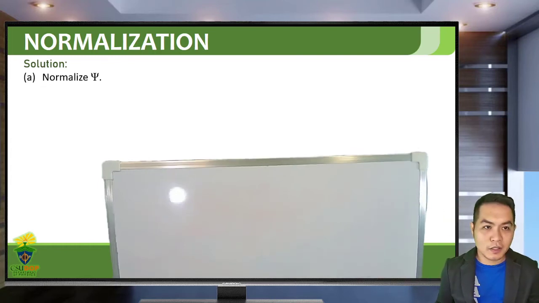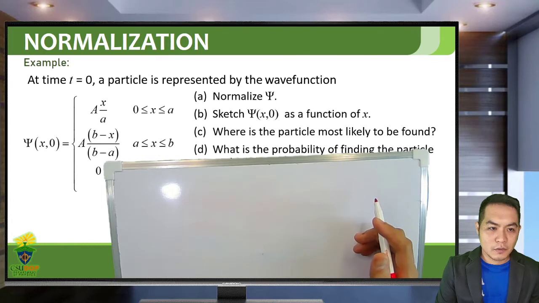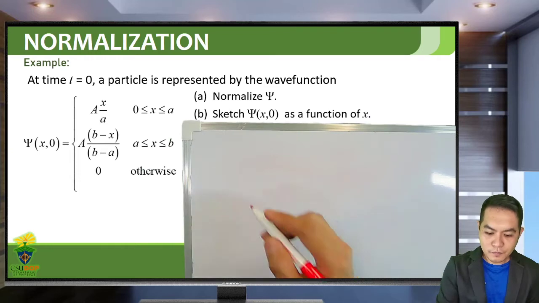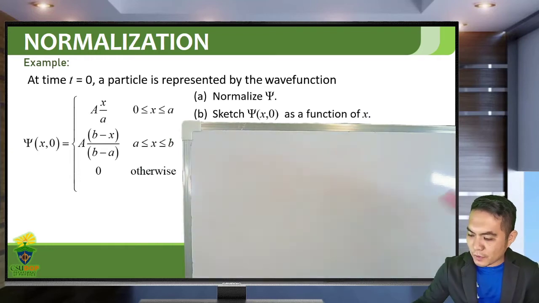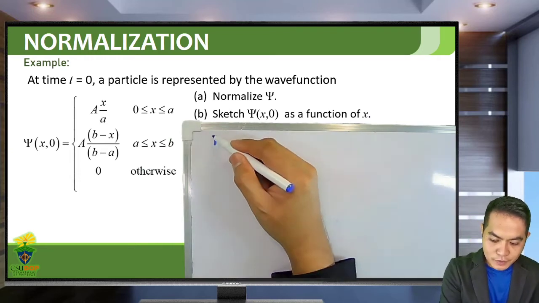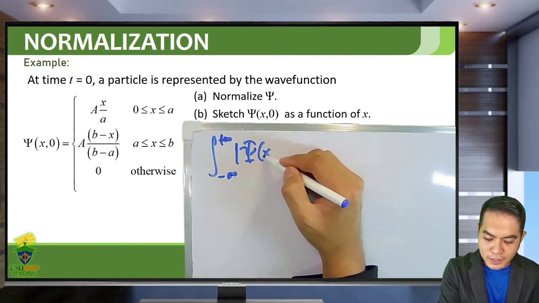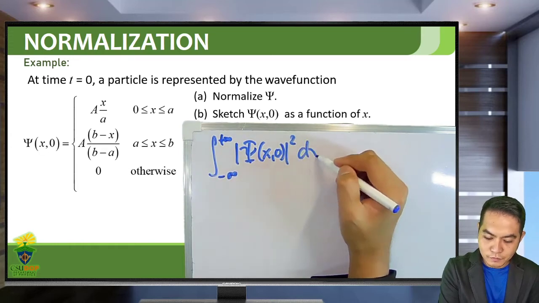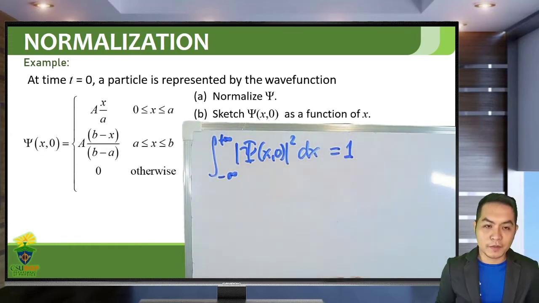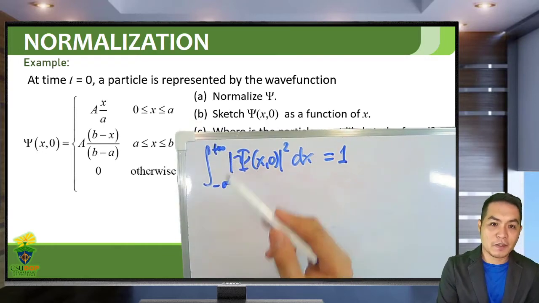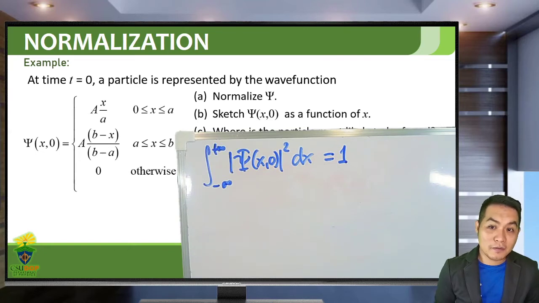Let me review our wave function. So this is our wave function. If we want to normalize this wave function, then the integral over all space of our initial wave function squared must be equal to 1. The limit here is from negative infinity to positive infinity. So how many intervals do we have here? We have 1, 2, 3, 4 intervals.